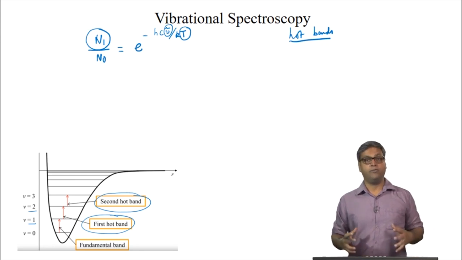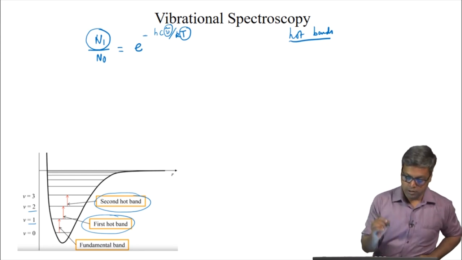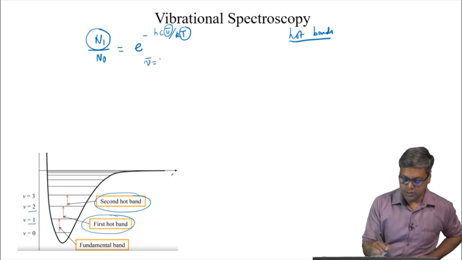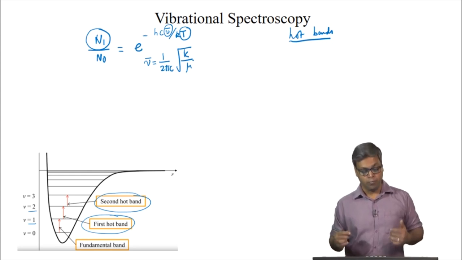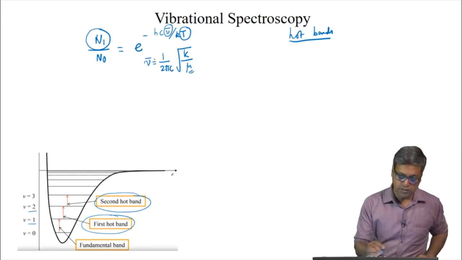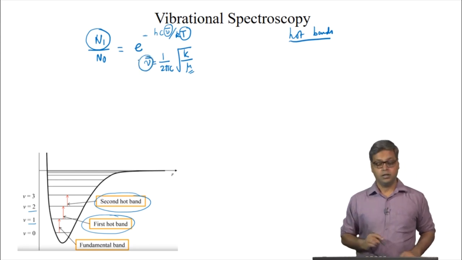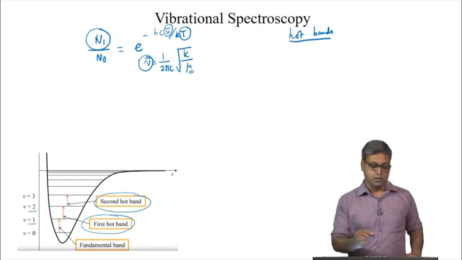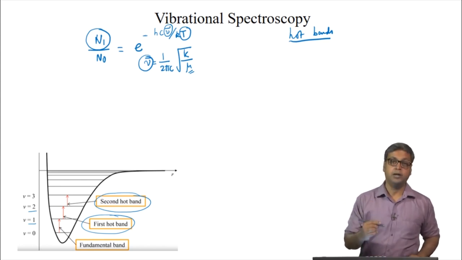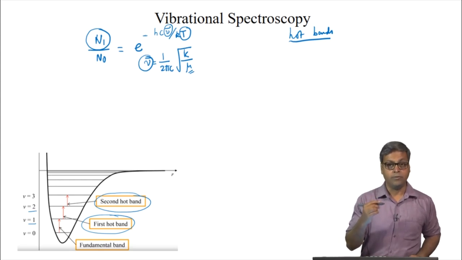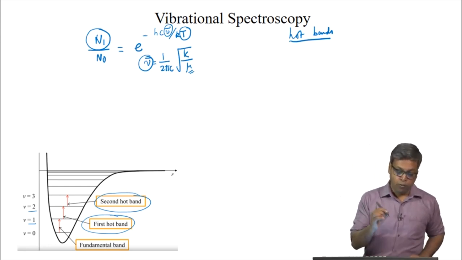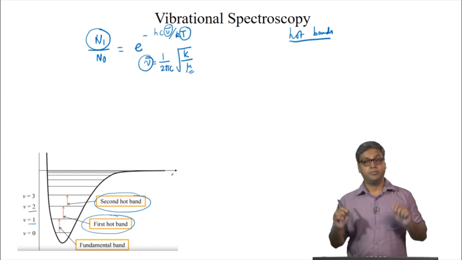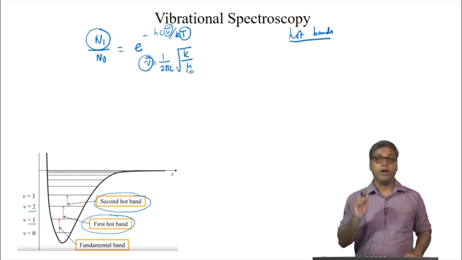Now, if we have a heavier diatomic molecule, then we know that nu bar is given by 1 by 2 pi c root over k by mu. So, the mu increases for the heavier diatomic molecule, and because the mu increases, the nu bar decreases, and as I already mentioned, the decrease of nu bar has a similar effect as the increase of temperature. But we should always remember that we only see these hot bands in the IR spectrum because of anharmonicity.